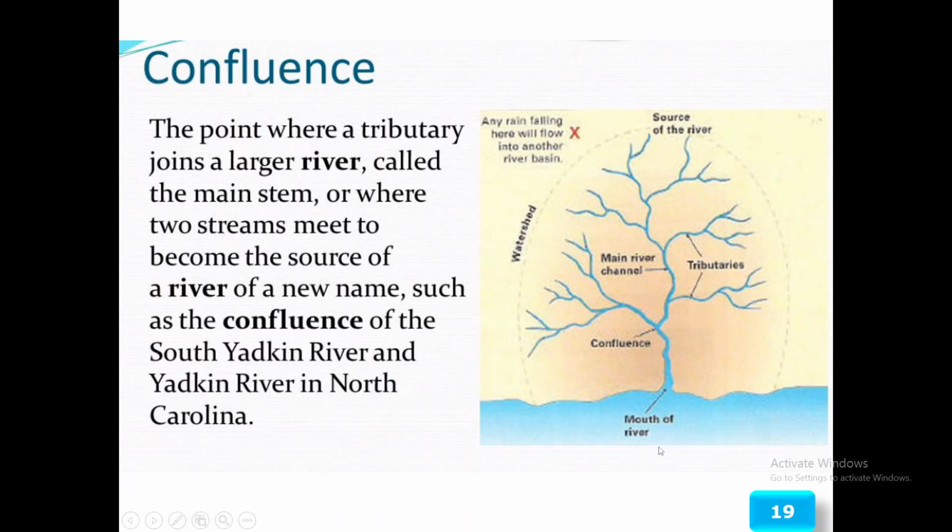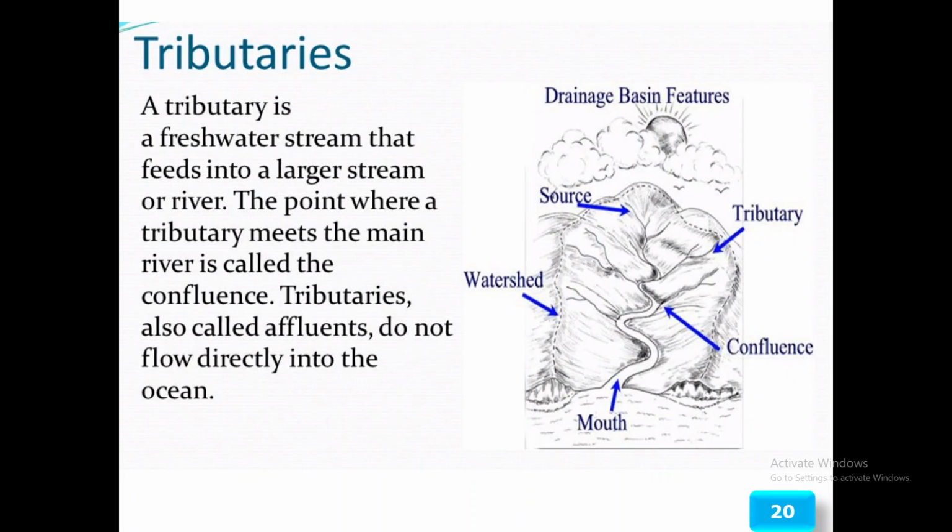So, tributary based. The mouth of the river is the point where a tributary joins a larger river called the main stream, or where two streams meet to become the source of a river with a new name, such as the confluence of the South Yadkin River and Yadkin River in North Carolina. The tributaries form different channels in the same view, no? So all those things are tributaries. This location is called a confluence.